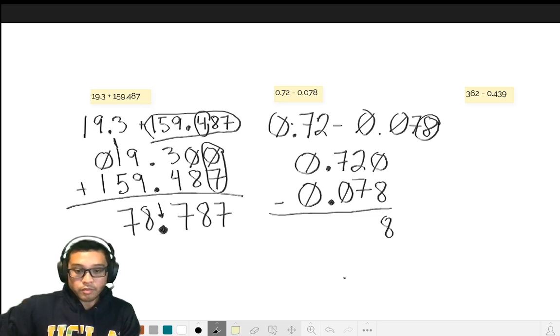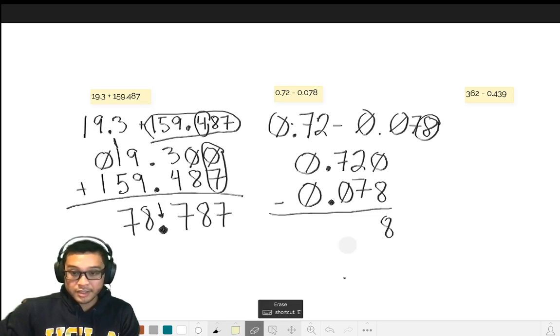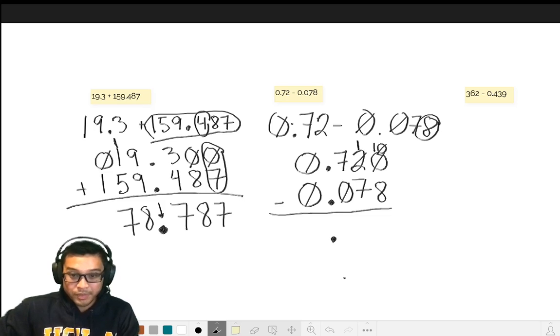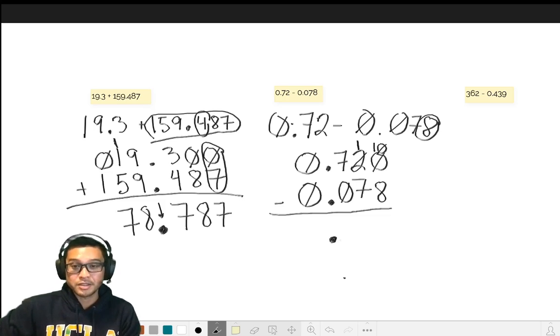So let me erase this 8 right here. And so now we have to regroup, okay? So we're going to regroup from the hundredths right here. So we're going to take away 1 hundredth, so we're left with 1 hundredth, and that 1 hundredth becomes 10 thousandths over here, okay? So now those 10 thousandths take away 8 thousandths gives us 2 thousandths. Oh, I almost forgot to put the decimal point first. See, I forget too sometimes. So we have 10 thousandths, take away 8 thousandths, we'll get 2 thousandths.